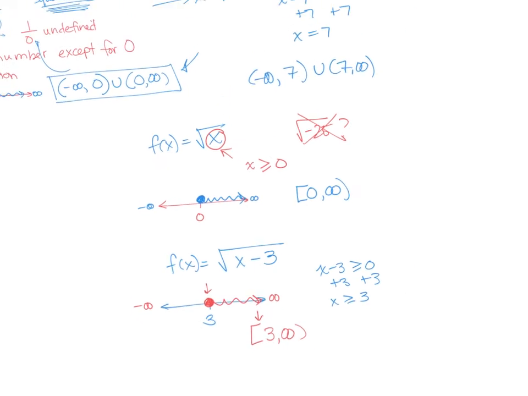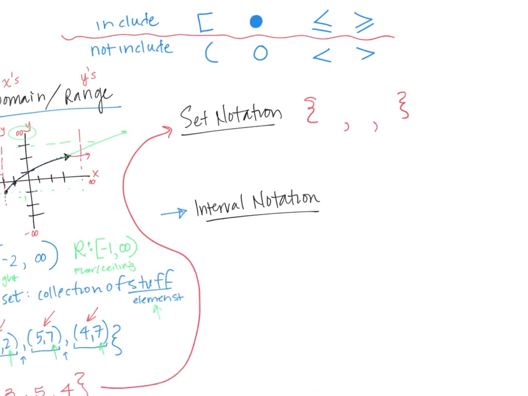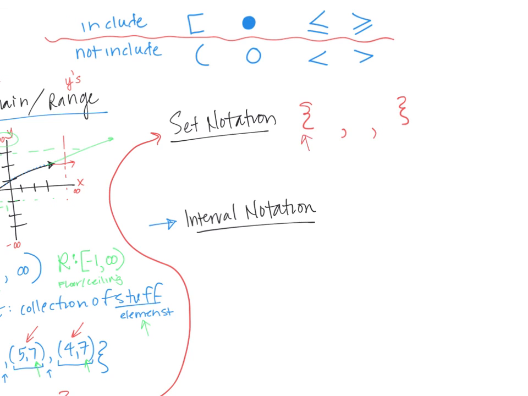So I hope that helps a little bit, clearing up what domain and range is, and then also the difference between using set notation, which is the curly braces, and interval notation, which uses the parentheses and brackets.